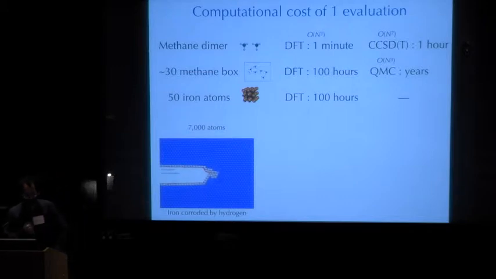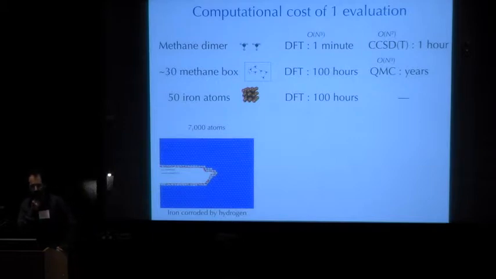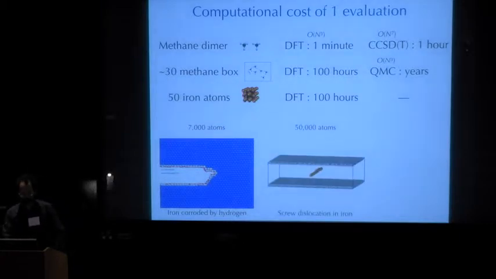Here's just from my own very recent work, 7,000 iron atoms as iron is being corroded by atomic hydrogen. So this was not done with quantum mechanics because it has 7,000 atoms and we needed to evolve the atomic positions for many, many thousands of time steps. So we're not sure whether what you see is actually really right.